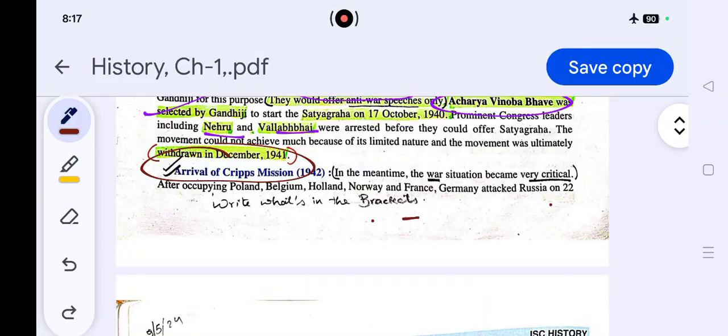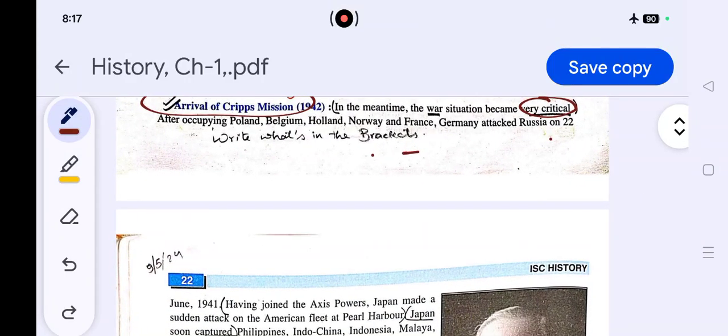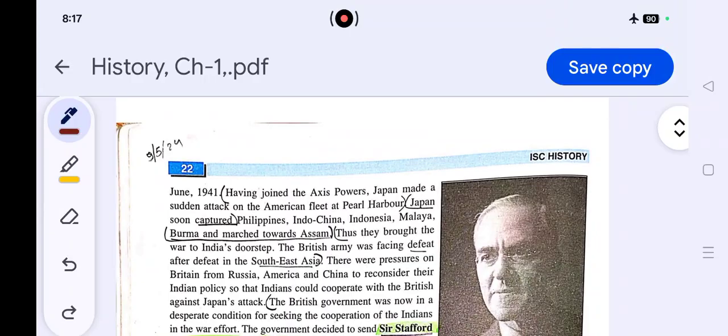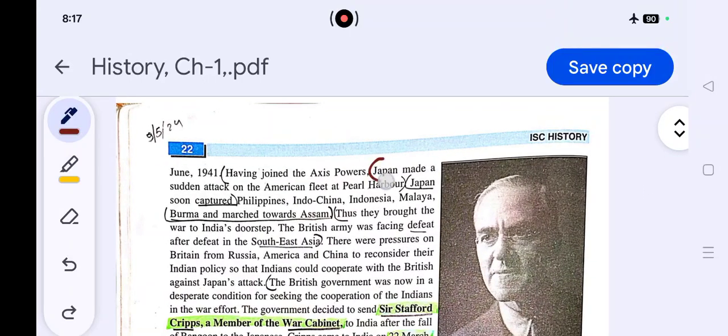In the meantime, the war situation became very critical. After occupying Poland, Belgium, Holland, Norway, France, Germany attacked Russia on 22nd June 1941. Now, what happened is Japan had joined the Axis powers. So, after that, Japan became very aggressive and started capturing several places. And when we read World War II, you will know this is one of the biggest blunders done by Japan. That is, she suddenly attacked the American fleet in Pearl Harbor. So, as a follow up of this event, the bombings of Hiroshima and Nagasaki happened in Japan, but we will get into details in the Second World War chapter itself.